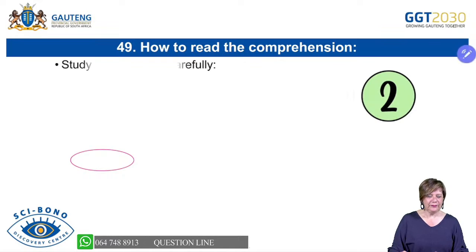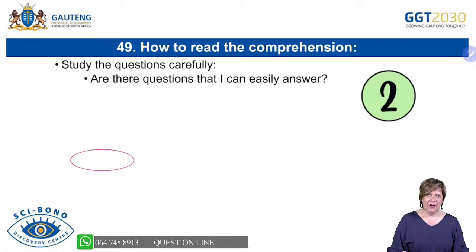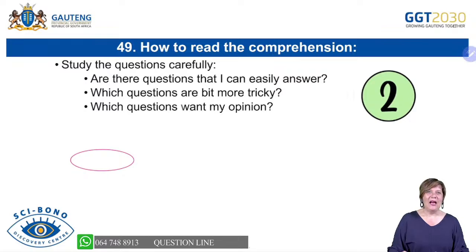Step number 2. Remember, now we're looking at the questions. But you can't just look at them. Figure out which questions you can answer easily and use your pen to indicate those. Which question is going to be a little bit more tricky, and which of the questions want your opinion? Remember, those are the open-ended questions. So take your pen up and really analyze your questions.